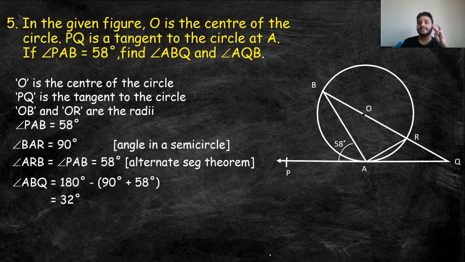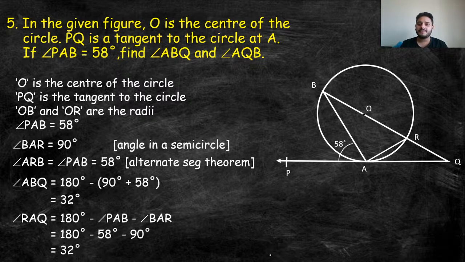How will we get that? The sum of angles in a triangle is 180 degrees. I am sure everyone is aware that 180 degrees is the sum of all angles of a triangle. So I've used that formula here. Angle ABQ is equal to 180 minus (90 plus 58). Now angle BAR is 90, angle ARB is 58, and we will find ABR simply by using the theorem of angles. The sum of all angles in a triangle is 180 and the value of ABQ is 32 degrees.